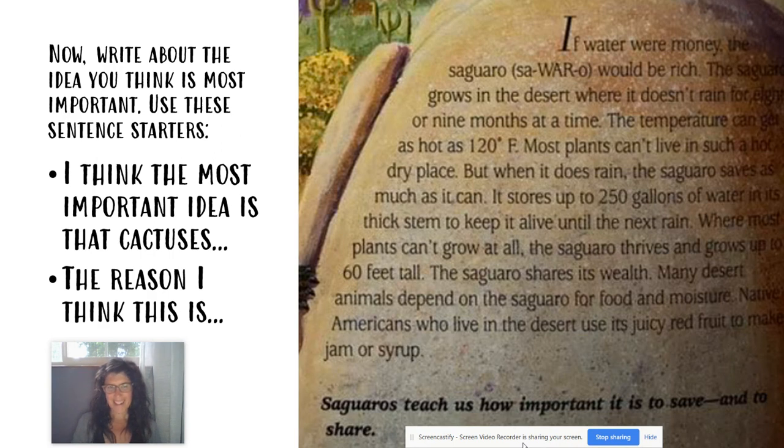Okay. Oh, I'm so excited to see what you wrote. I know I say that every time, but it really is true every time. I just love getting your work and being able to see your thinking since I can't see it in the classroom.